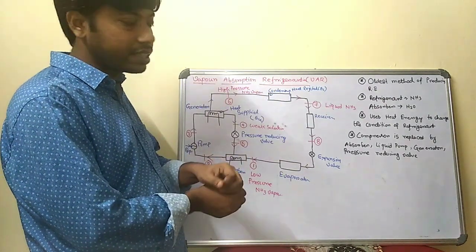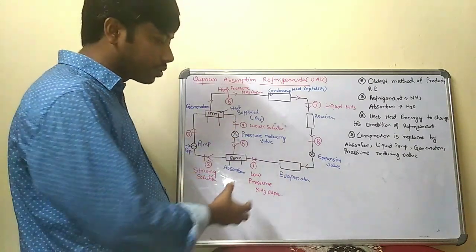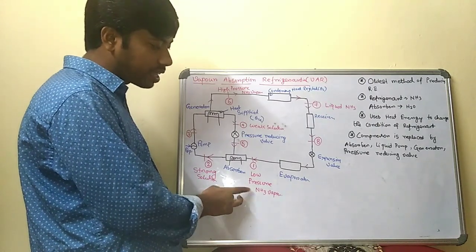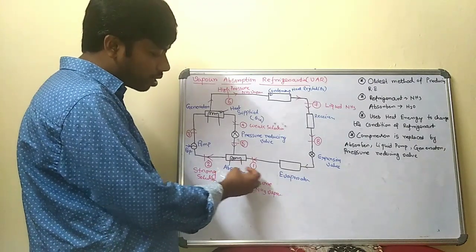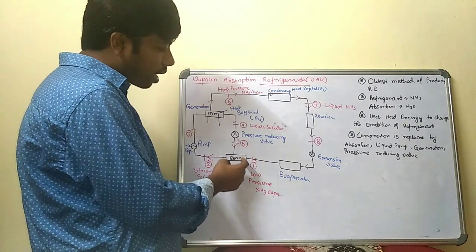As we already discussed for the VCR cycle, there are two pressure sides: the condenser is the high pressure side and the evaporator is the low pressure side. So what comes out from the evaporator is low pressure ammonia vapor, and it enters into the absorber.